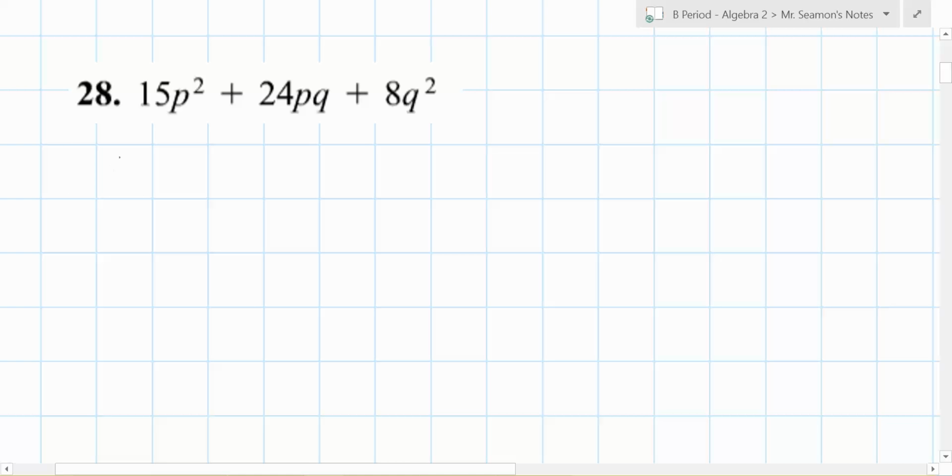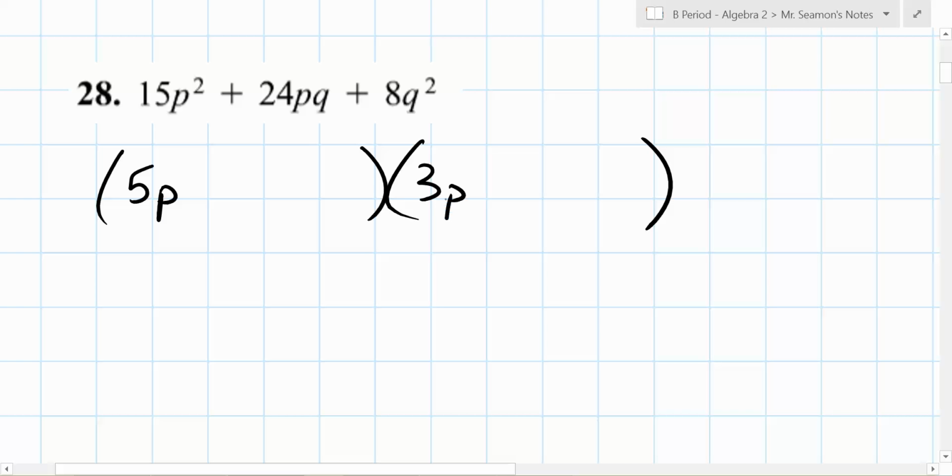But you know that the first two have to multiply together to get what? 15. So maybe 5p and 3p. That's one possibility, or it's switched. And what about the ones at the end? What do they have to multiply together to get? 8q squared. Let's say 2q and 4q. Is it going to be pluses or minuses? Plus. Why do you know it's pluses? They're all positive. There's no negatives here.